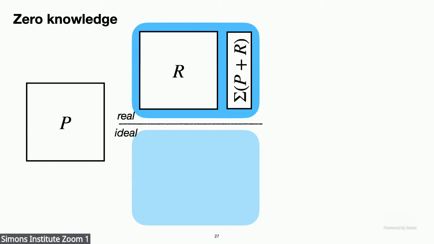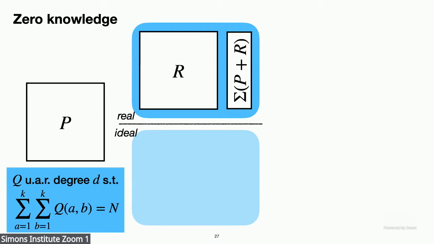The way that we do simulation is kind of nice. So this is the real proof, right? It's like an R, and then we have this summation of p plus R. So what we do is in the simulator, we choose a Q uniformly random that sums to this target n. And then we write down sum of Q.